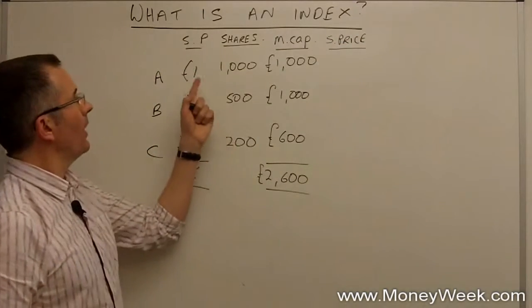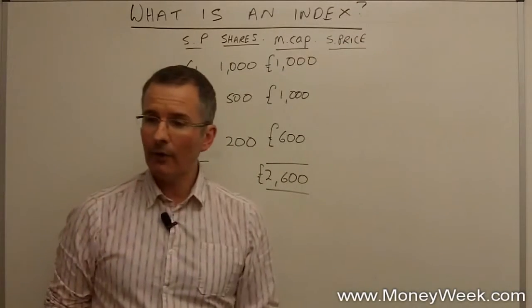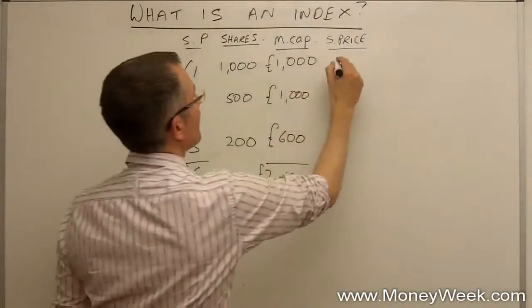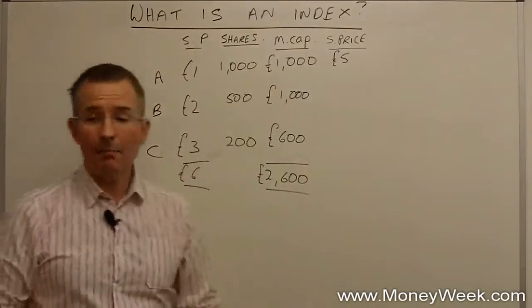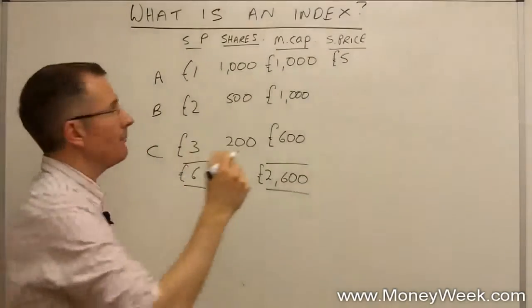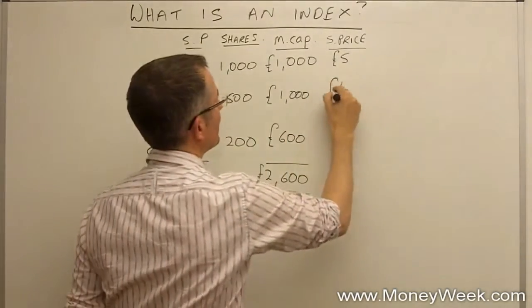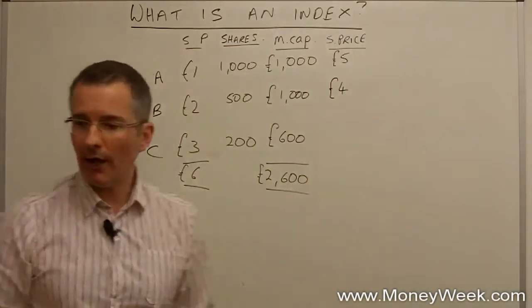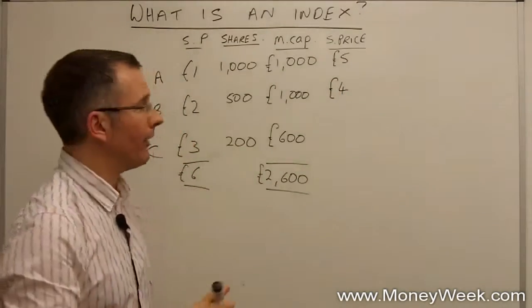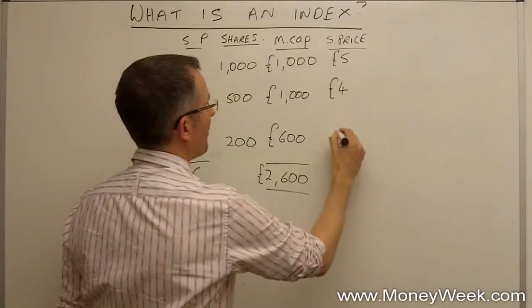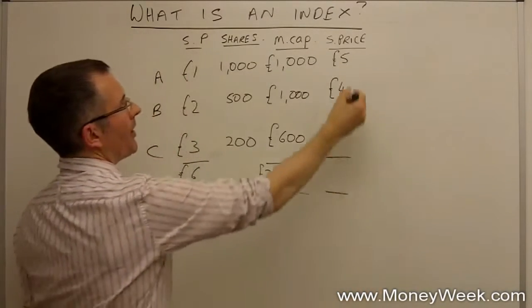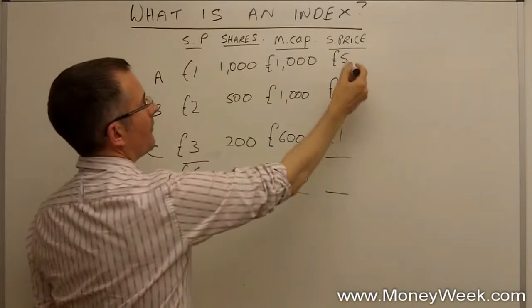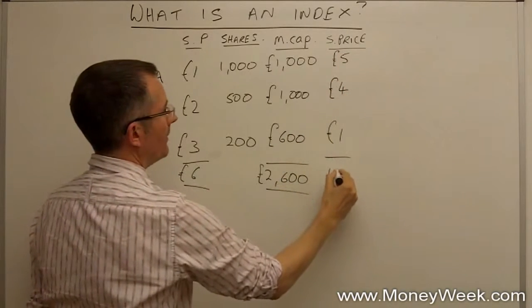Now, the share prices were £1, £2 and £3. Let's say that company A has had a tremendous year, and its share price is now £5. Let's say company B, not a bad year, share price has doubled to £4. And let's say company C has had a less successful year and the share price has dropped to £1. Now, the revised share prices just added up: 5, 9, 10.